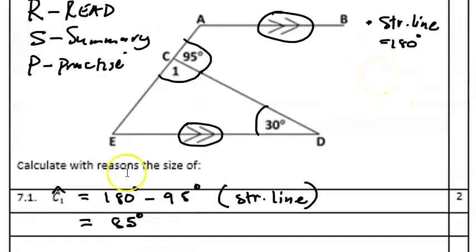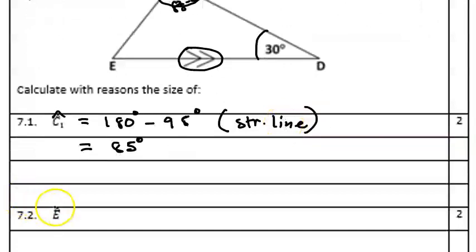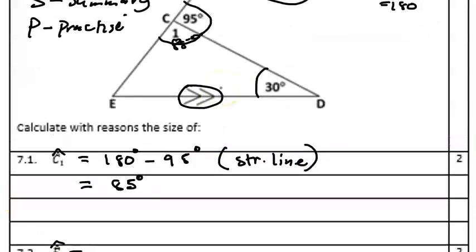One thing that you must take note of in geometry is to always update your diagram. So C1 is equal to 85 degrees. Now they want us to find E. Looking at E, E is in the triangle CED. So now we're going to look at the property of this particular triangle. What do you know about the sum of angles of a triangle? Well, they add up to 180 degrees. So therefore E is going to equal, let's look at it once more, 180 minus 85 plus 30, or we could say 180 minus 85 minus 30.